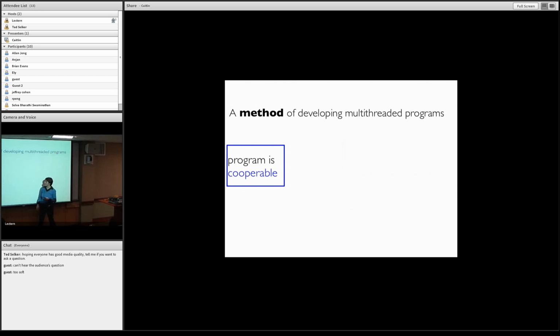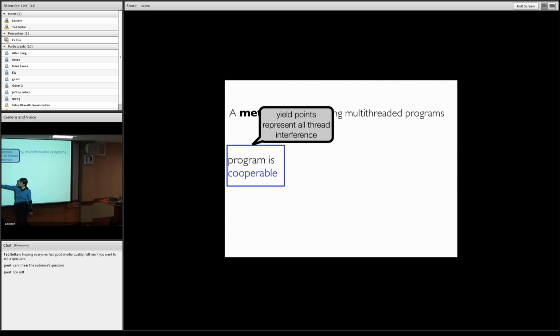Okay, so we end up with this. There's a methodology of developing multi-threaded programs. So the first thing is you have a program, it has yield points, and those yield points represent all the places where thread interference matters in your program. So in that case, we say that it's cooperable. That's where cooperability comes from, and it comes from cooperative scheduling. That's where we're using these words.